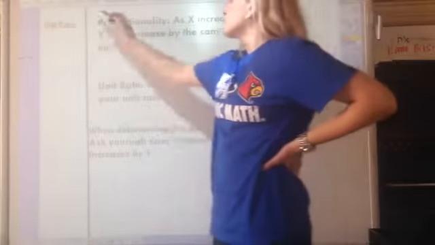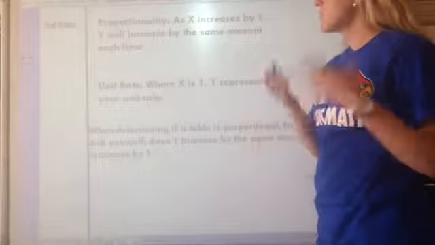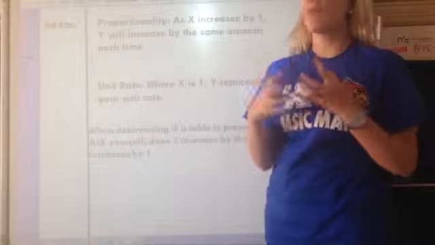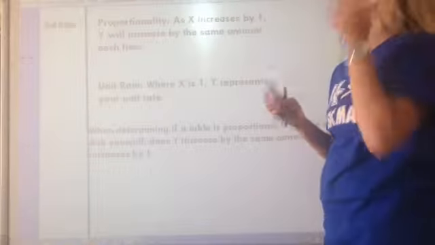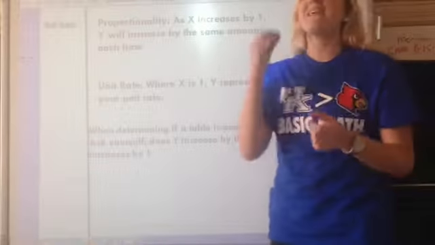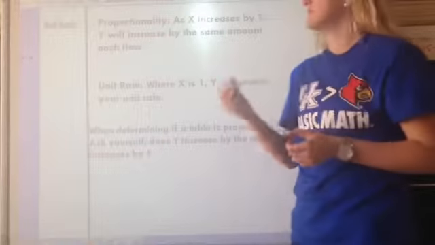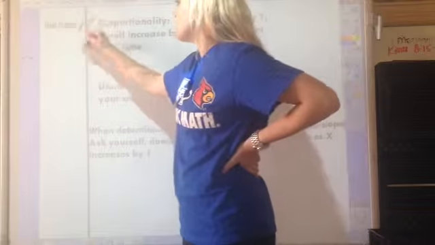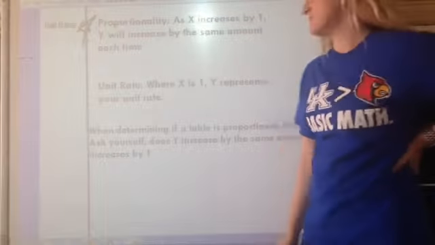On your notes page, go ahead and draw your line. Go ahead and write unit rates in the top left-hand corner. So when we're talking about unit rates, we're talking about proportionality. And proportionality essentially means as x increases by 1, y will increase by the exact same amount every single time. Go ahead, pause the video if you need to, and write that in your notes page.